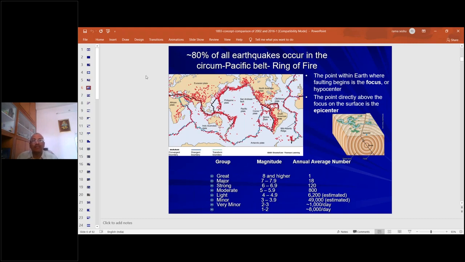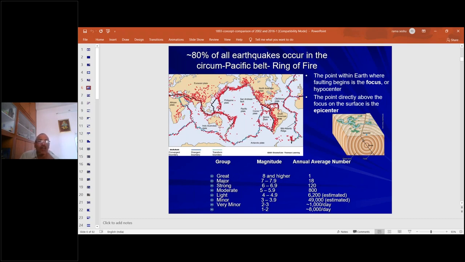Almost 80% of these earthquakes occur in the circum-Pacific belt, also called the Ring of Fire. What is this circum-Pacific belt? It surrounds the Pacific Ocean: the western side of North America and South America, and also the eastern side of the Asian part, that is Japan, etc. On the American side, it is California, and similarly on the south side, Australia and New Zealand. So this is called the circum-Pacific belt. Most of the earthquakes occur in this region.